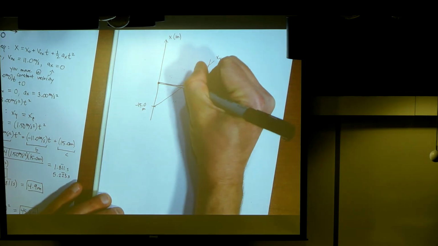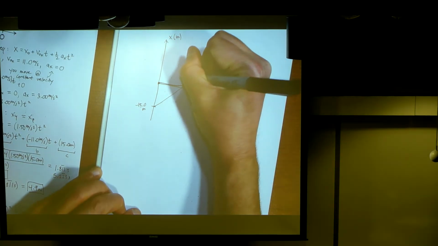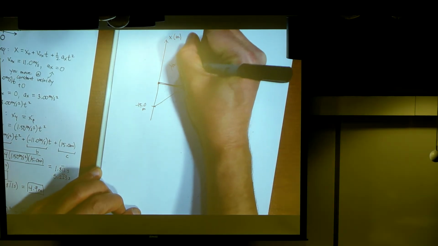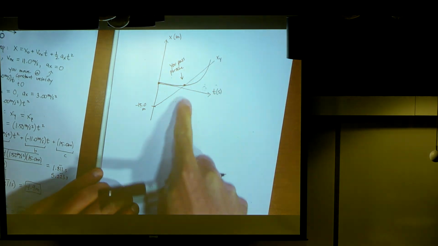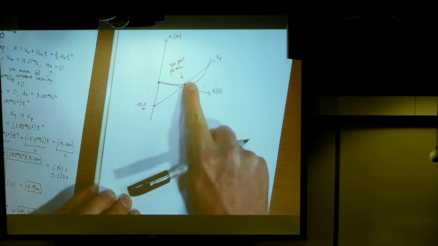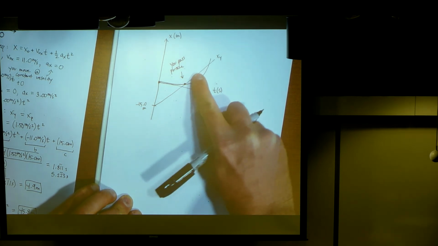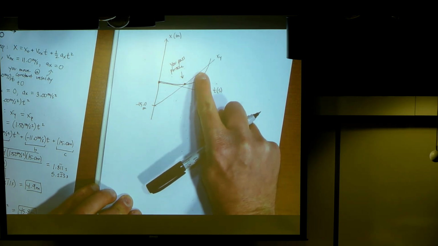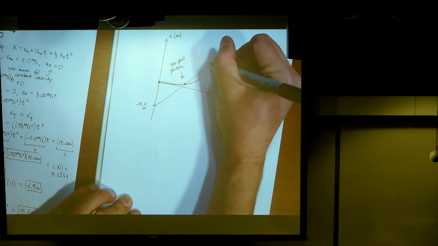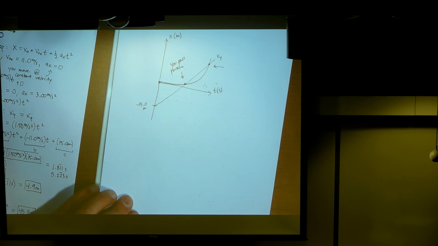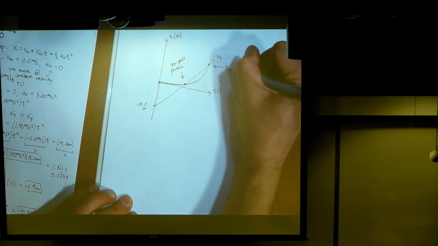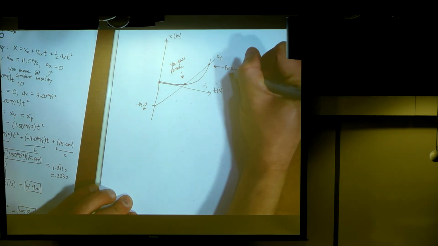So this is where you pass the Porsche. Okay? Because at least right after this, you're ahead of the Porsche, right? Your x value is bigger. But over here, that's where the Porsche overtakes you. Okay?